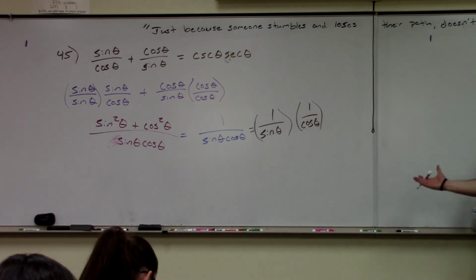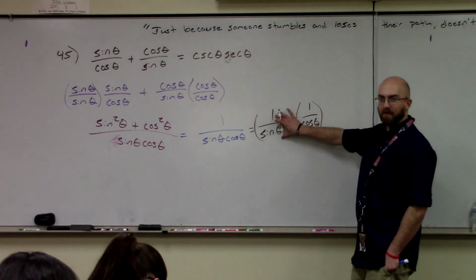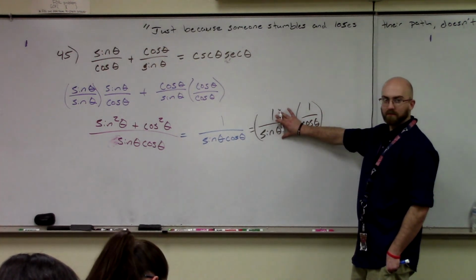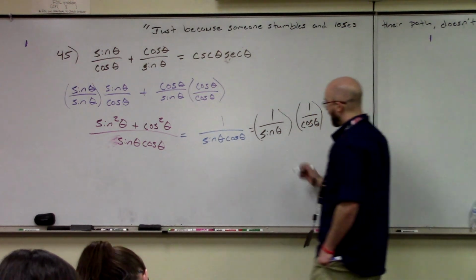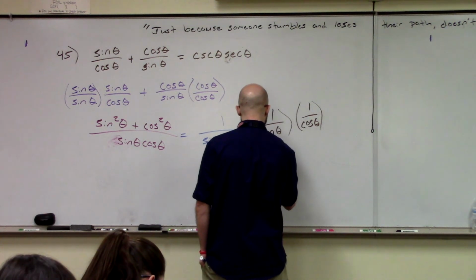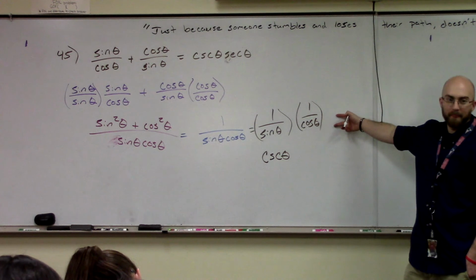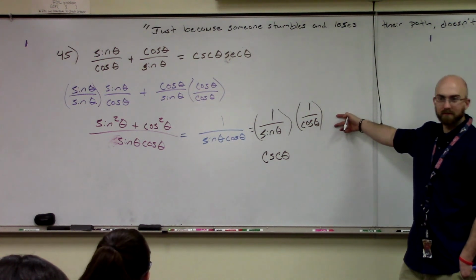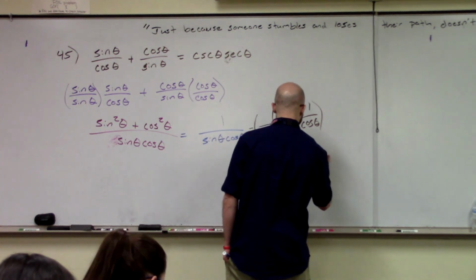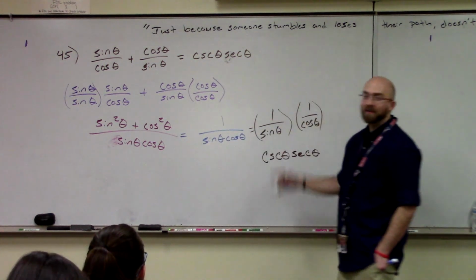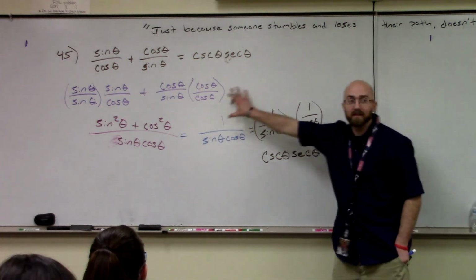Everyone, it's the same thing, correct? What is this equal to? Cosecant theta minus cosecant and cosine cosecant. What is this one? Secant. Okay, is that the same thing? Yes. So when you guys are looking for your answer, it's all of this.